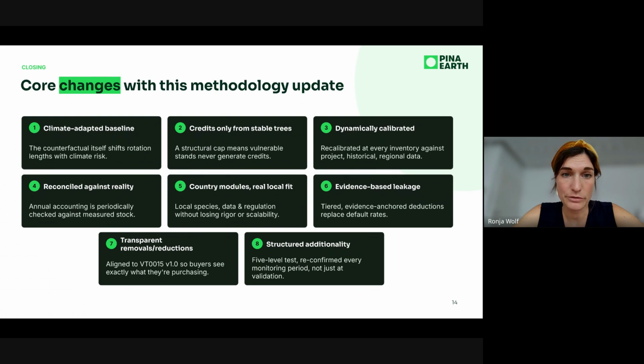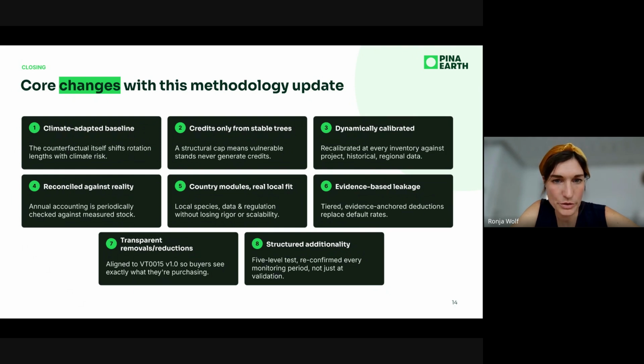Then same goes for the next point, credits coming only from stable trees. Having a structural cap means that vulnerable stands can never generate credits, which of course links into a reduced permanence risk. Then the baseline is now dynamically calibrated. We calibrate at every inventory against project, historical, and regional data. It's rooted in reality, so the accounting is periodically checked against the actual measured stock.